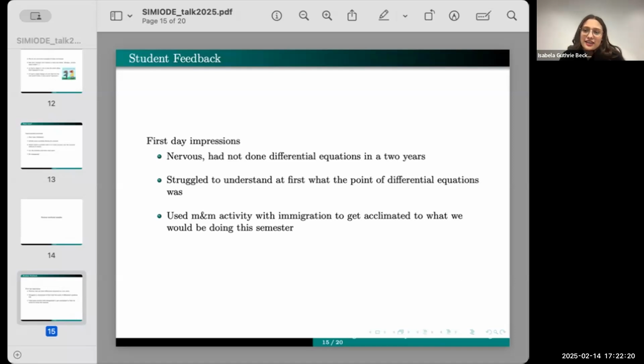And I really liked it. I love the activity. I think it's great. You get to talk to people, and I love talking and getting to know my classmates. So I really liked the first day activity. And it's nice to not just listen to a syllabus on the first day.